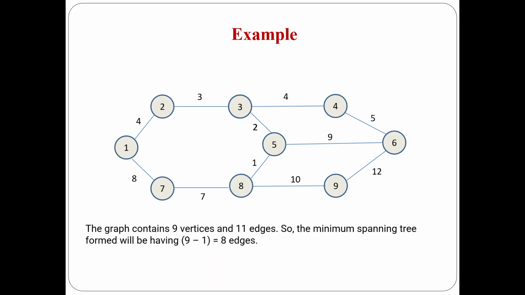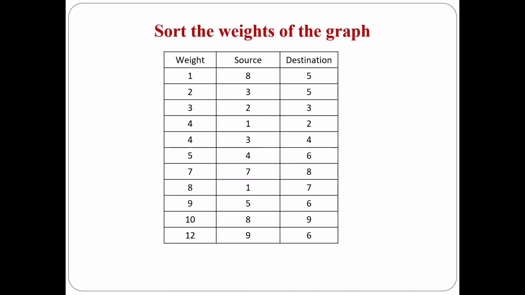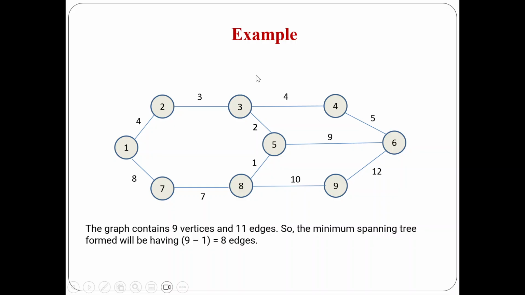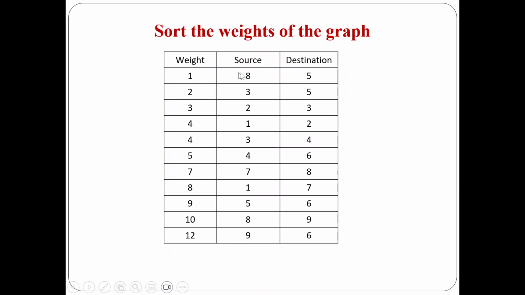In this example, it contains 9 vertices and 11 edges. So the minimum spanning tree formed will have 9 minus 1, that is 8 edges. We'll see it step by step. These are the weights and these are the source and destination of all the vertices. Between 1 and 2, the weight is 1, and between 5 and 8 as well. I have sorted this table by means of weight.